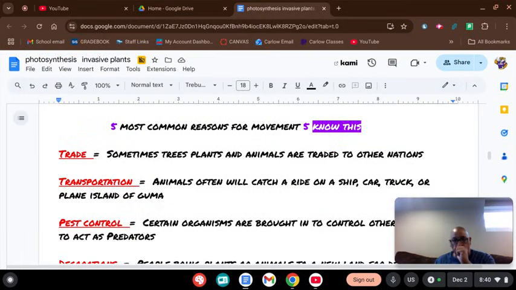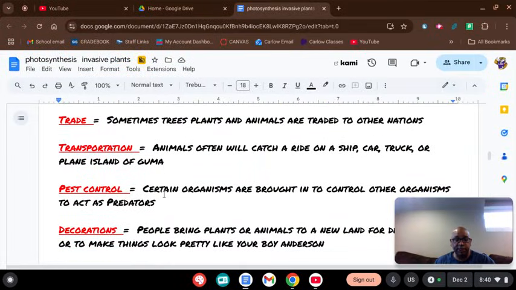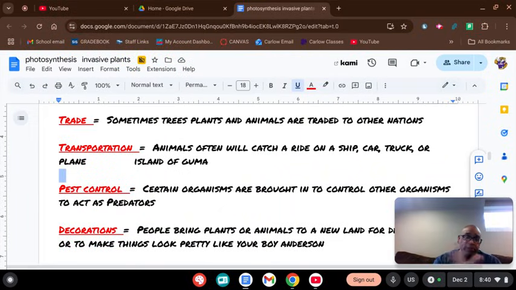All right. Another one is transportation. This is where animals, I will even say, catch a ride on a ship, a car, a truck, or a plane. All right. Now notice I have the island of Guam right here. I'm going to explain that in 1 second. This is also happening right now in Puerto Rico. Well, actually, Puerto Rico is a different one. That goes down to pets, so I'll talk about that one in a couple seconds.